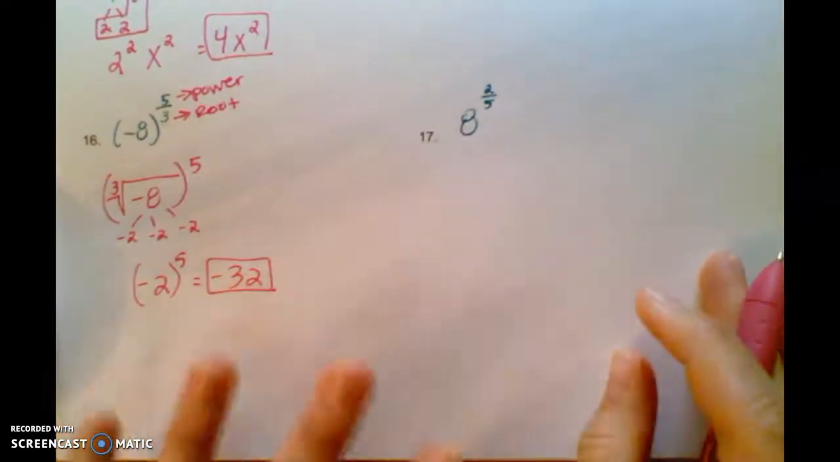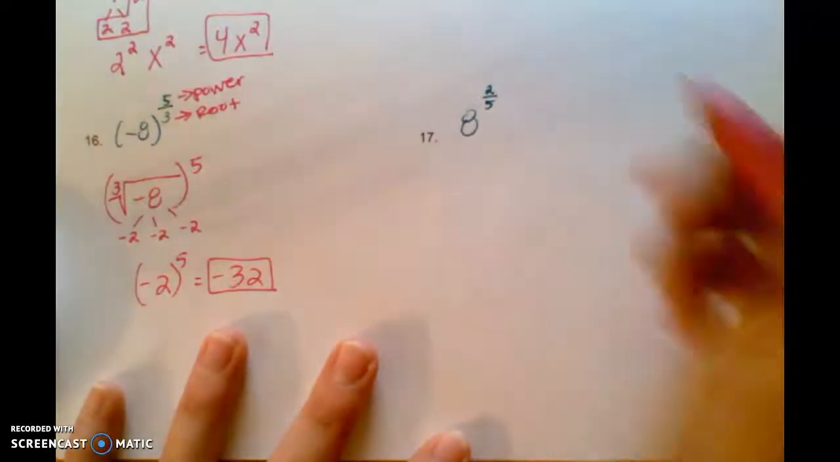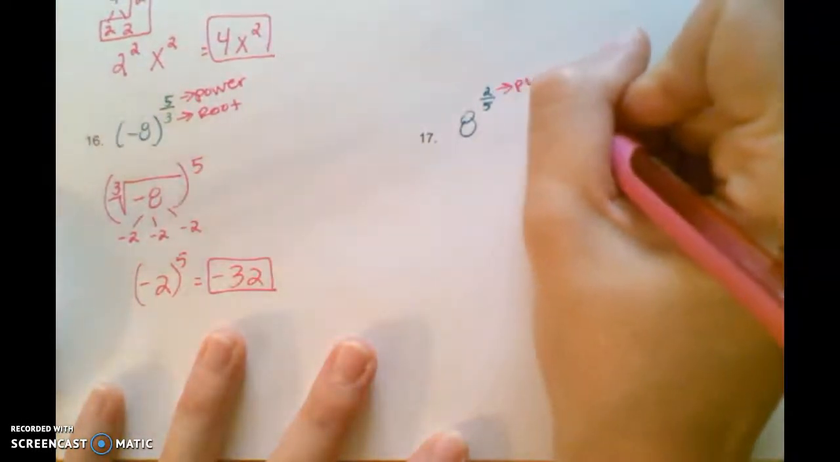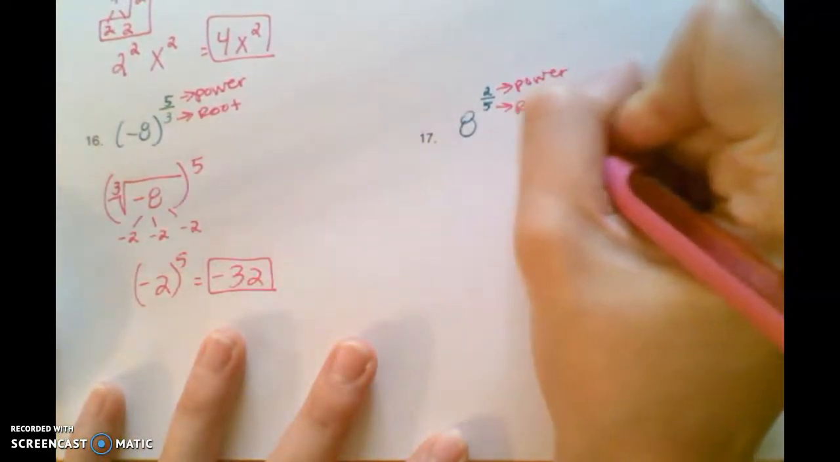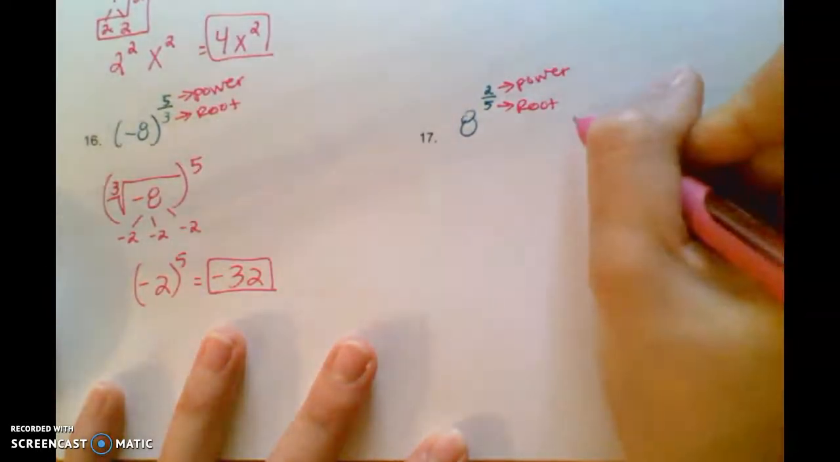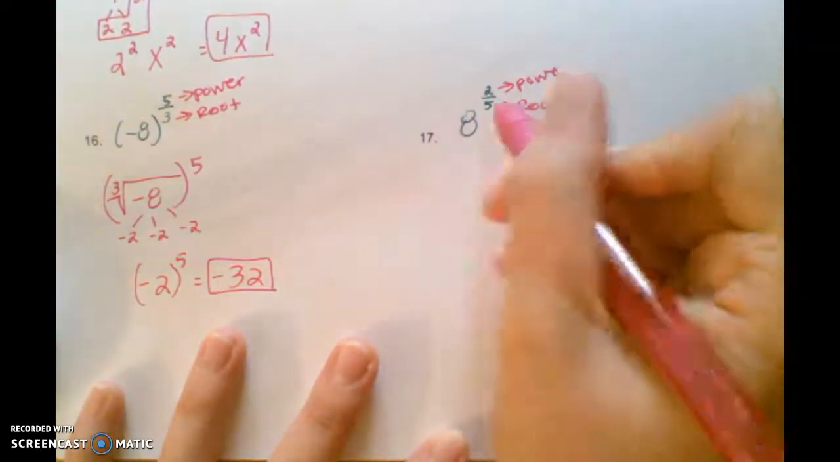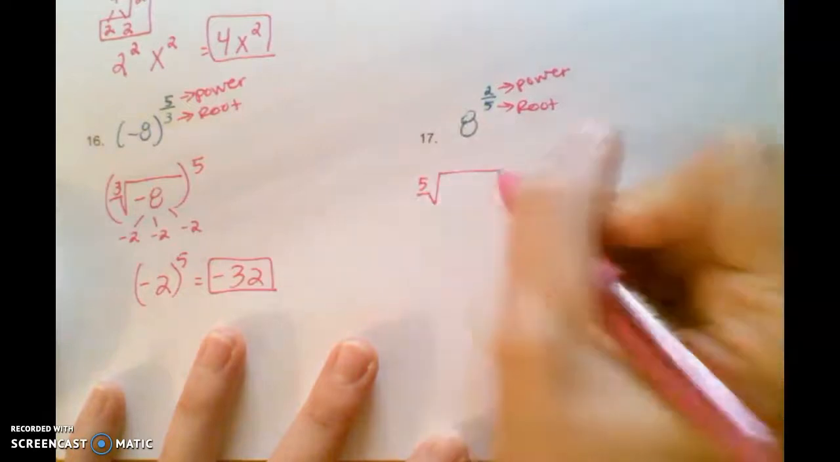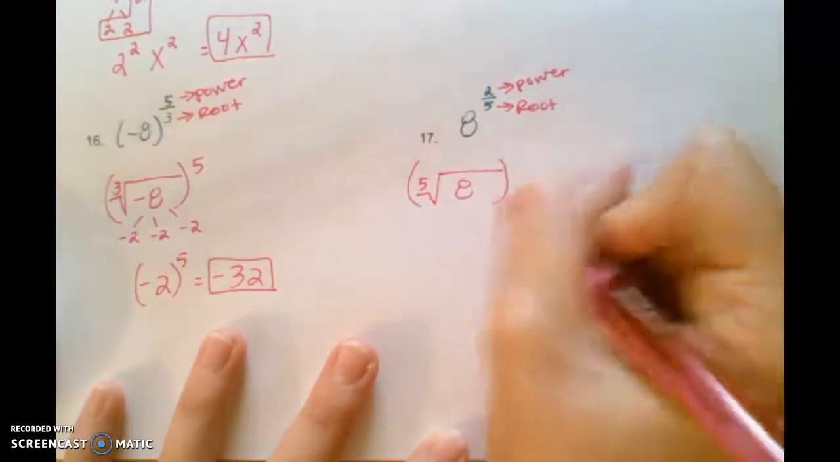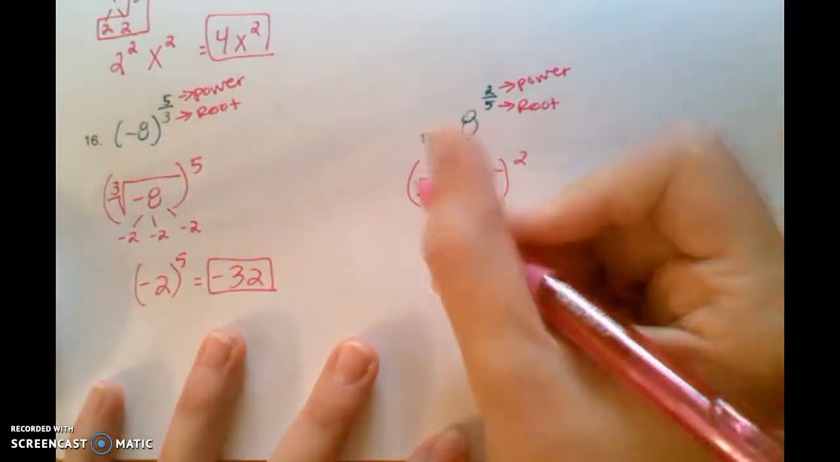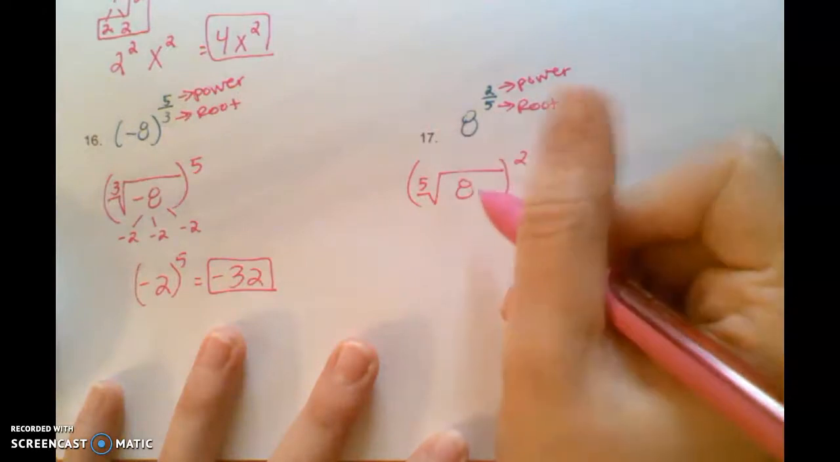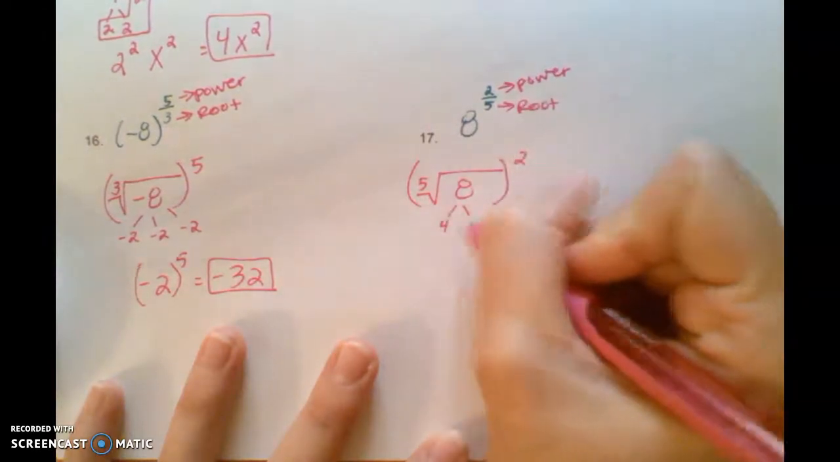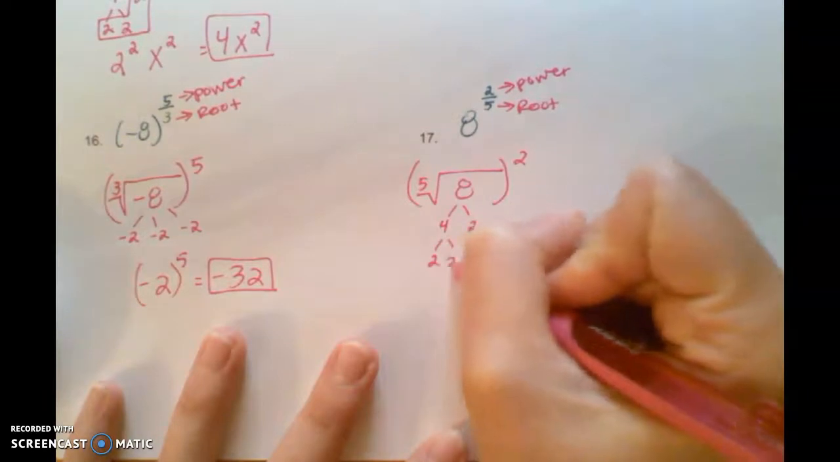Last one, 8 to the 2/5. So we know 2 is our power. We know 5 is our root. So let's write this one out. We have the 5th root this time of 8 squared. Well, the 5th root of 8 we know can be broken into 4 and 2. 4 goes to 2 and 2.